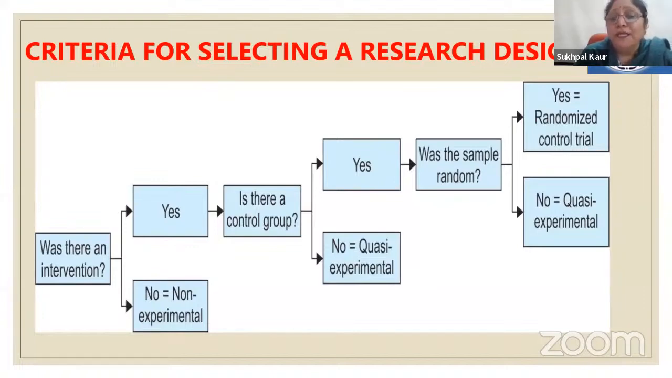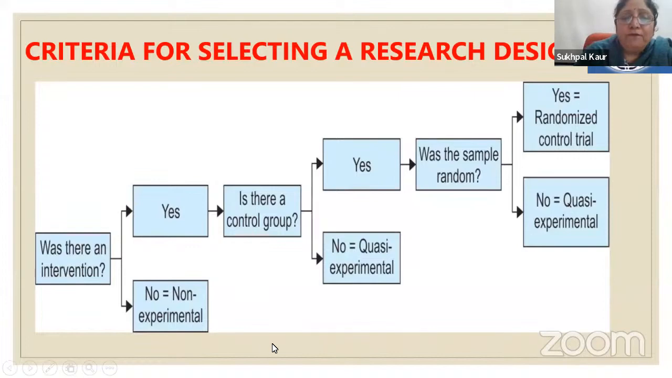Sometimes a control group is not possible, we don't have a good number of participants available, then we decide that let's not have the control group. Let's go only for a one group pretest post-test design. So if there is a control group, then further we have to see whether we are able to randomize the sample. If there is a randomization possibility, then we'll be going for the RCT or the randomized control design. If there is no possibility of randomization of the sample, then we'll be going for the quasi-experimental research study.